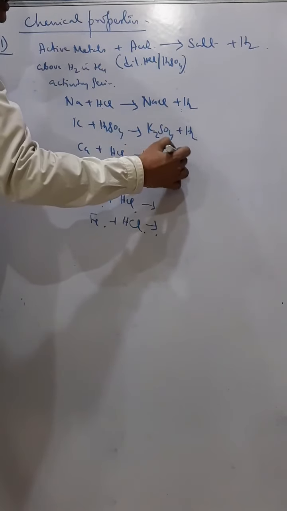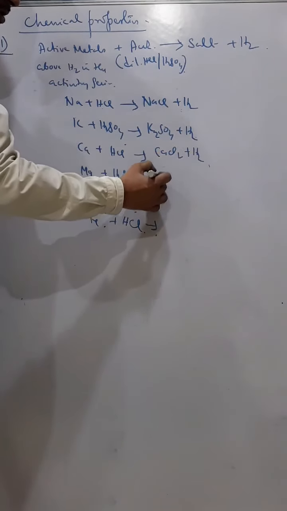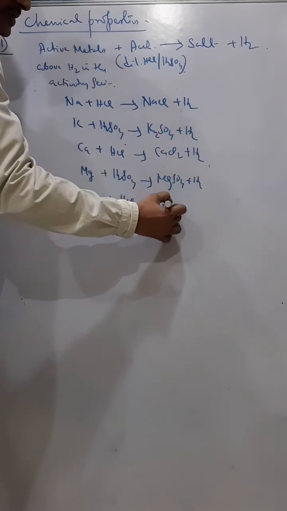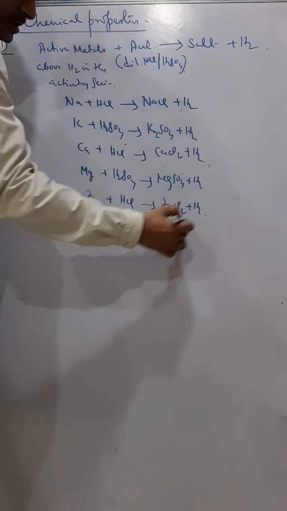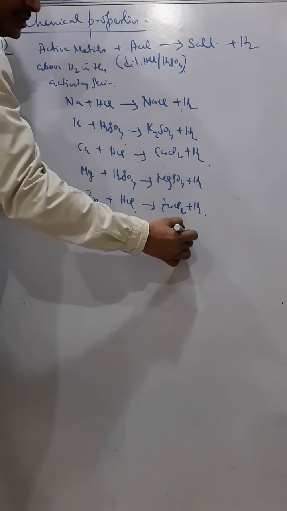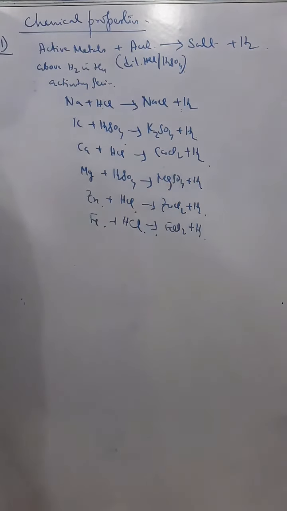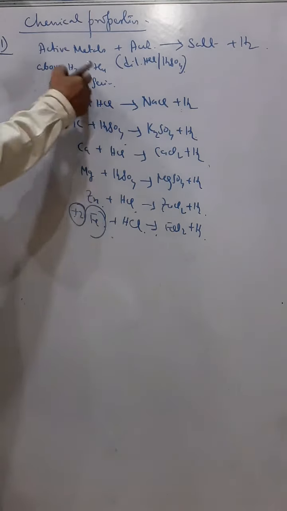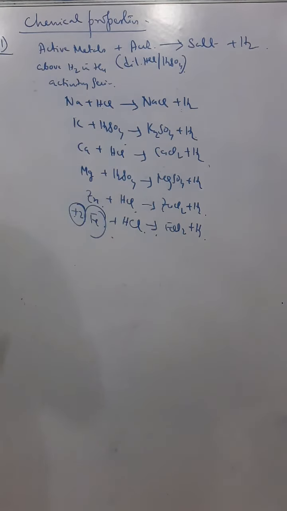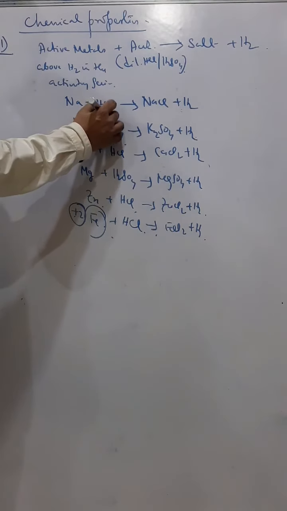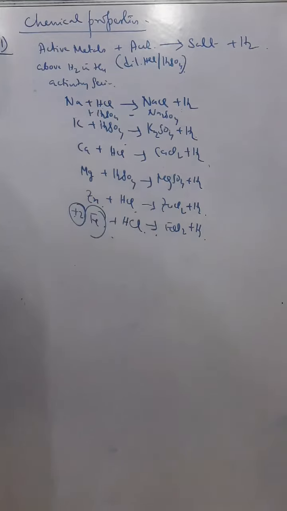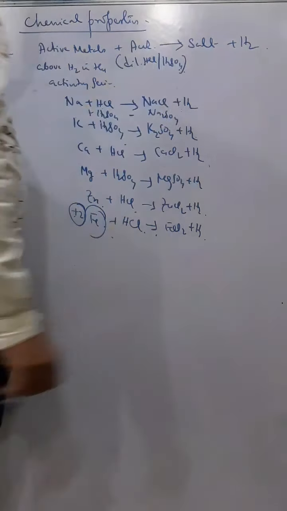Here you will have CaCl2 plus hydrogen. Here you will have MgSO4 plus hydrogen. Here you have ZnCl2 plus hydrogen, and here you have FeCl2 plus hydrogen. Generally in this case we will take the valency of iron as 2, not 3, in displacement reaction. If I use H2SO4, I will get Na2SO4. So it is the same for everybody, and only dilute HCl and H2SO4.